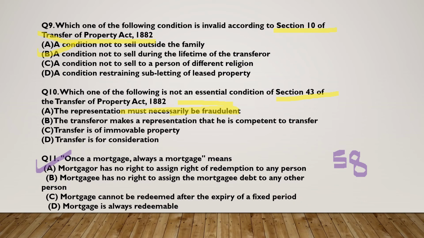What does it mean? Option A, the mortgagee has no right to assign the right of redemption to any person. Option B, the mortgagee has no right to assign that to any other person. Option C, option D. So which answer is correct here? It is a direct answer, and if you have read the book well you will know. The correct answer is that the mortgage is always redeemable. D is the correct answer.